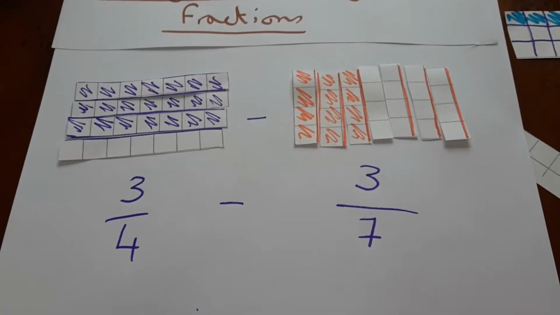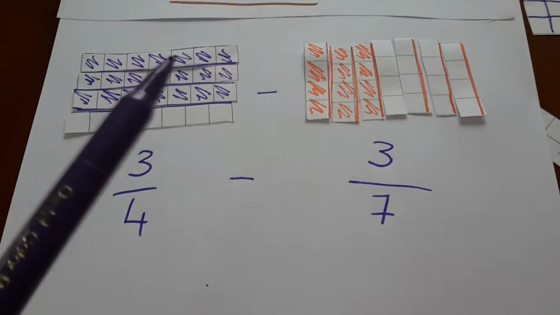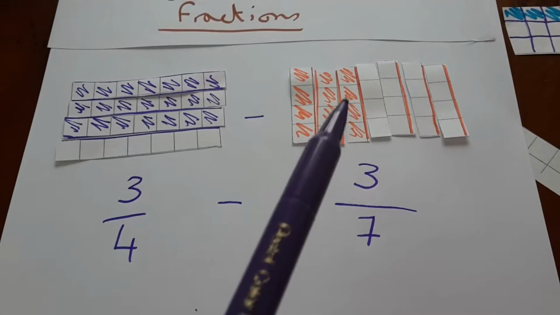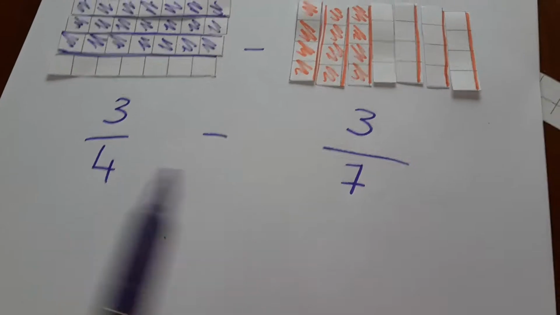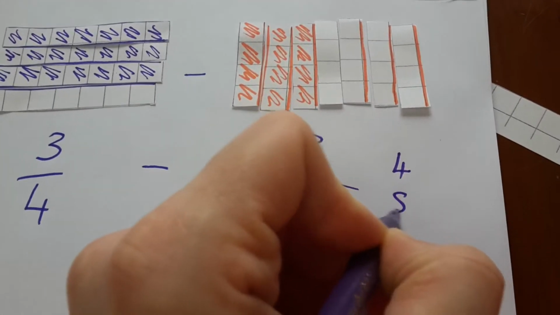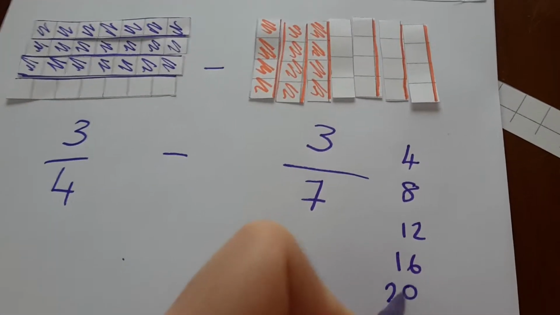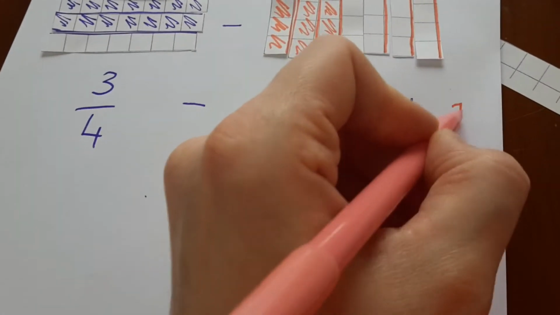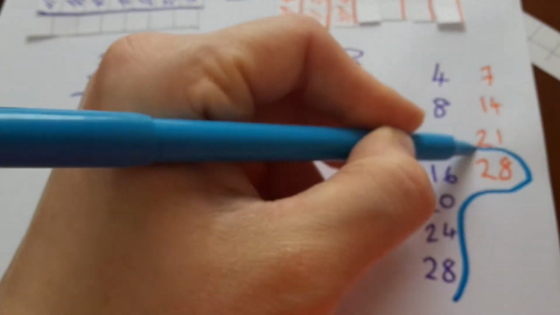Now again, as with adding, you need to make sure that they have exactly the same base pieces. So we're going to have to cut these 3/4 up into smaller pieces, and we're going to have to cut these 7ths up into smaller pieces. So the first thing I'm going to do is write down my times tables for both. So 4, 8, 12, 16, 20, 24, 28, and 7, 14, 21, 28, and the number that is in both is 28.